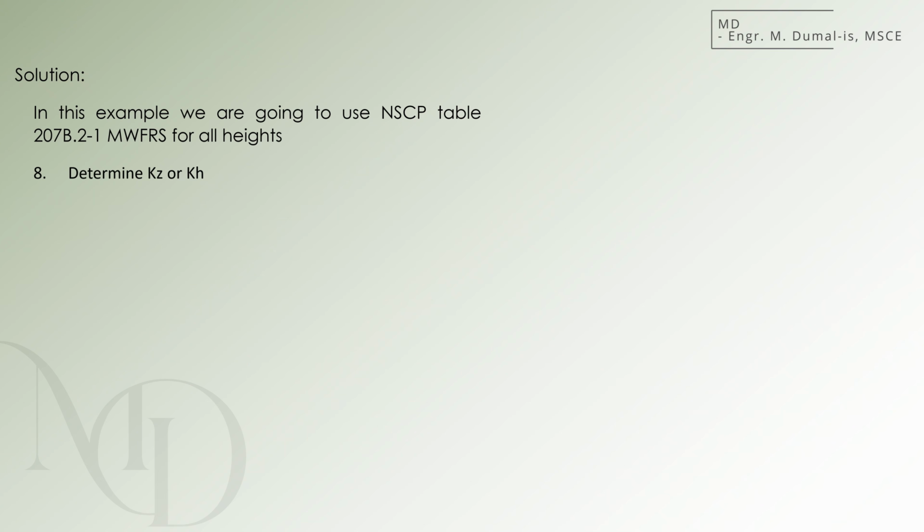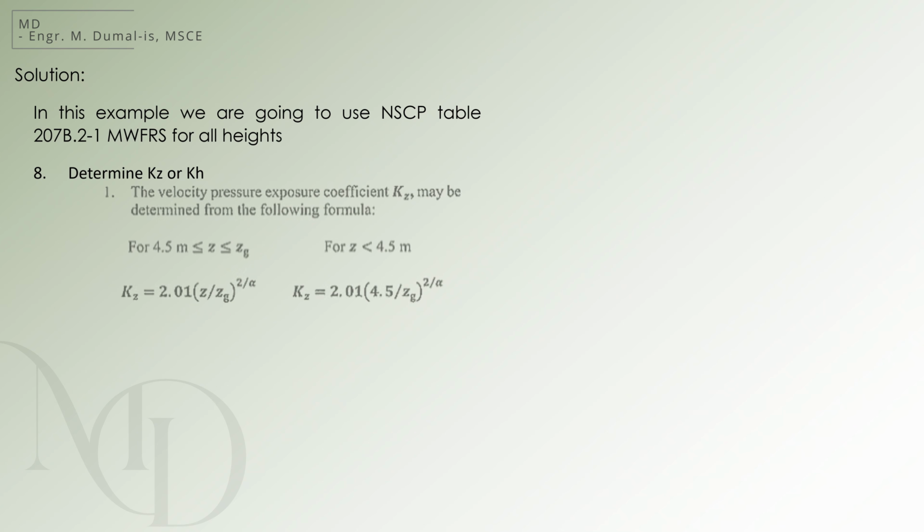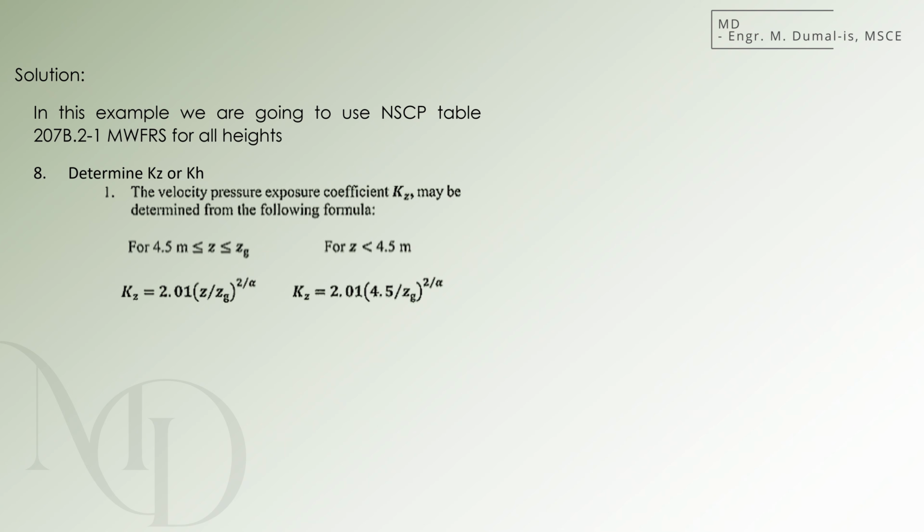Next, we will solve for the velocity pressure exposure coefficients K sub z and K sub h. These values are obtained from the provisions of section 207B.3-1. Instead of relying only on a table, the code actually provides a formula. For a height z between 4.5 meters and the gradient height z sub g, K sub z equals 2.01 multiplied by the quantity z over z sub g raised to the power of 2 over alpha.